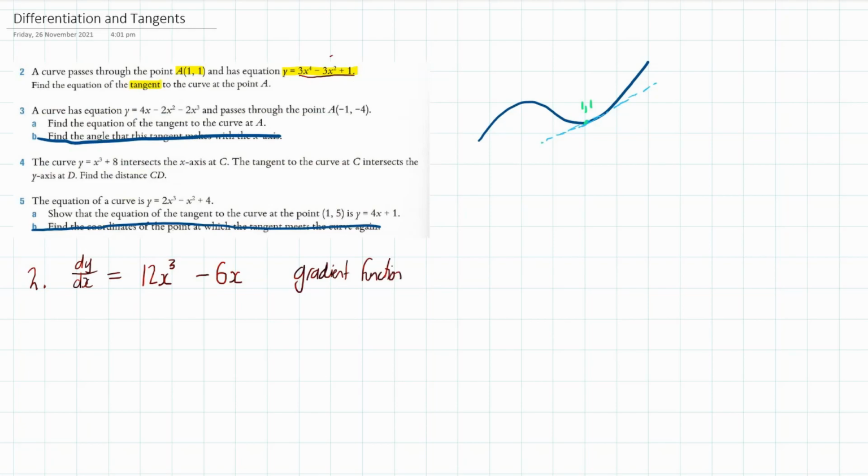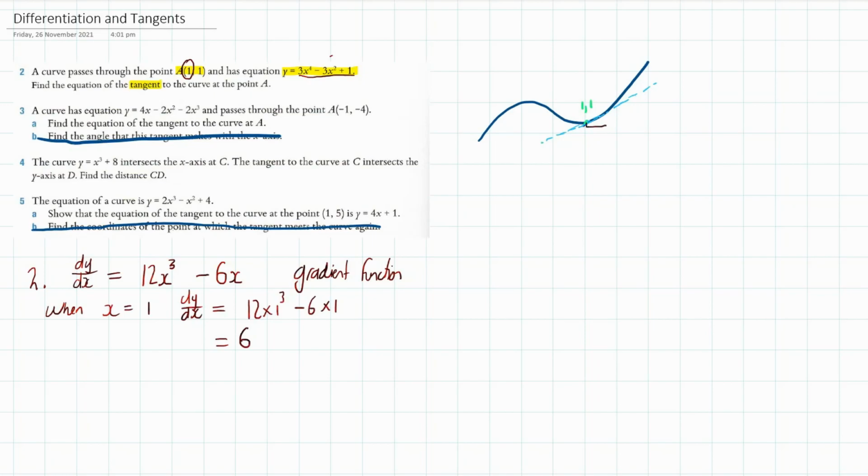That's a gradient function, which we can now use by putting this value of x in, and that will tell us the gradient at point (1, 1). When x equals 1, dy/dx, or the gradient function, what does that equal? Well, it will be 12 times 1 cubed, which is 12, take away 6 times 1, and we know that that is 6. So we know one thing about the gradient here.